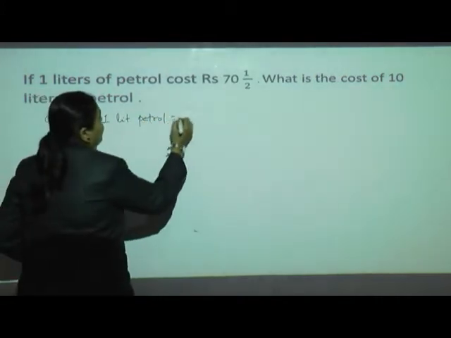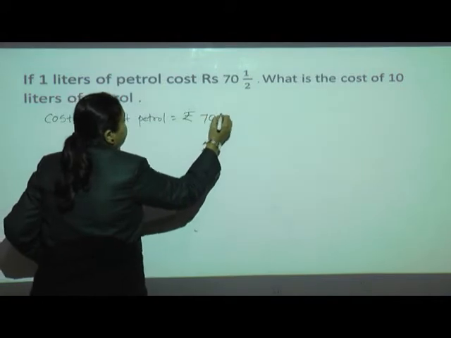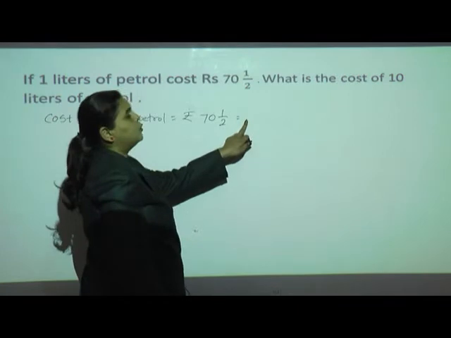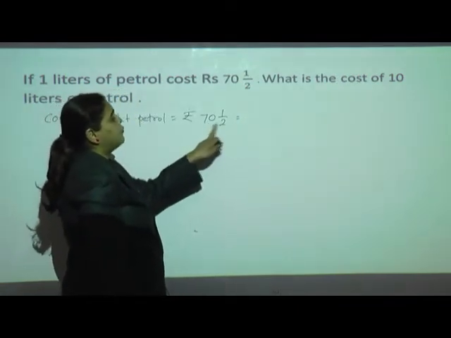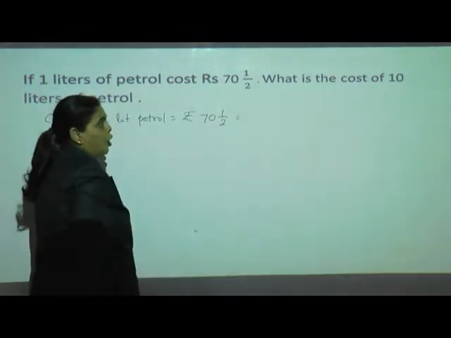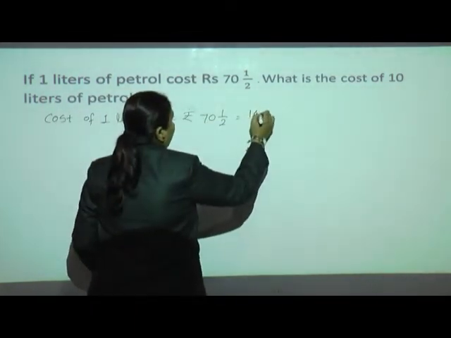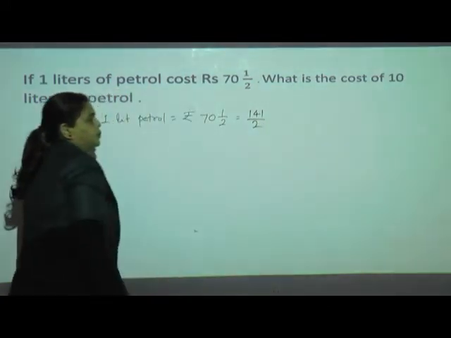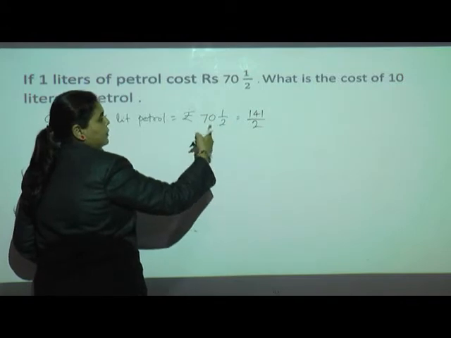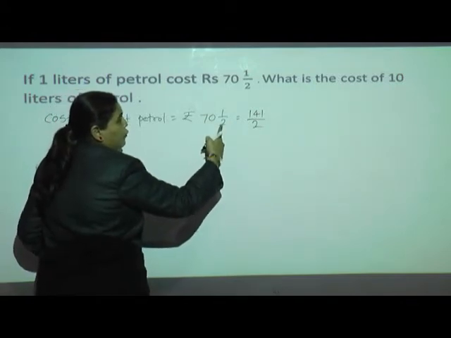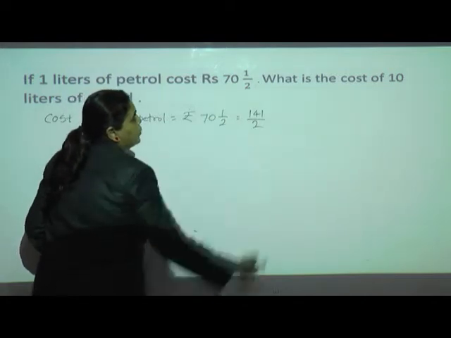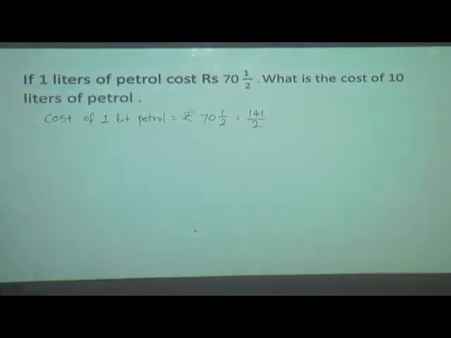is equal to rupees 70 and 1 upon 2, is equal to, why I am writing equal to, I am converting the mixed fraction into an improper fraction, that is 70 2s are 140 and this will be 141 upon 2. What I had done? 70 2s are 140. If you don't know the table, you can go 7 2s are 14, 0 as it is, that is 140 plus 1 as the numerator, so it is 141 upon 2.